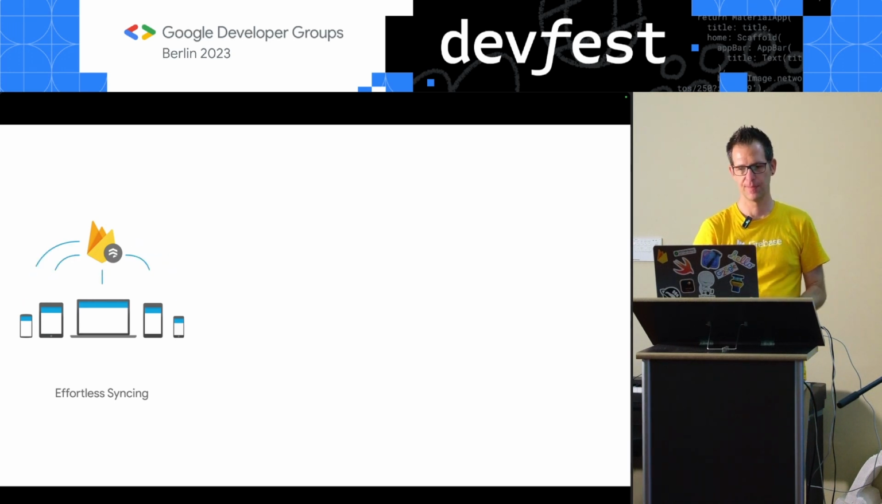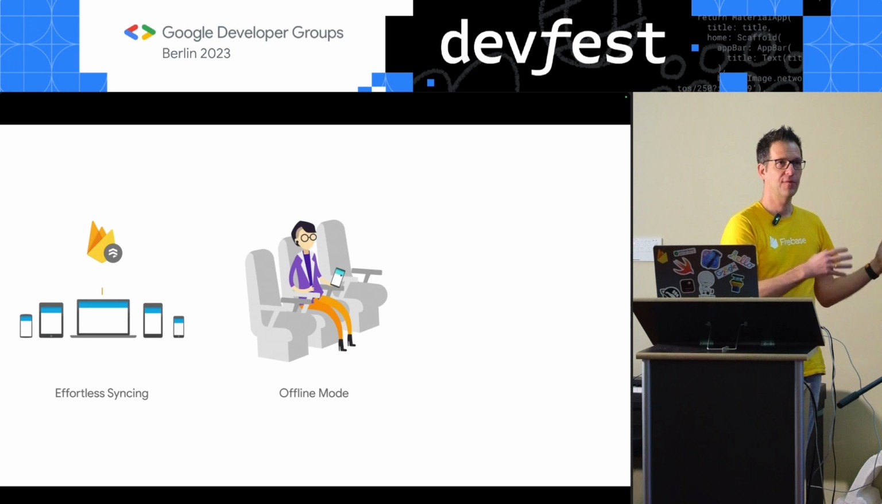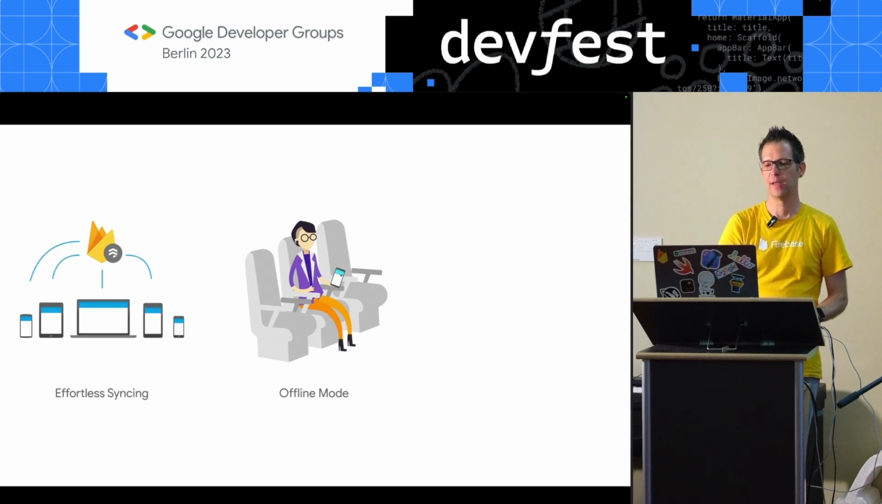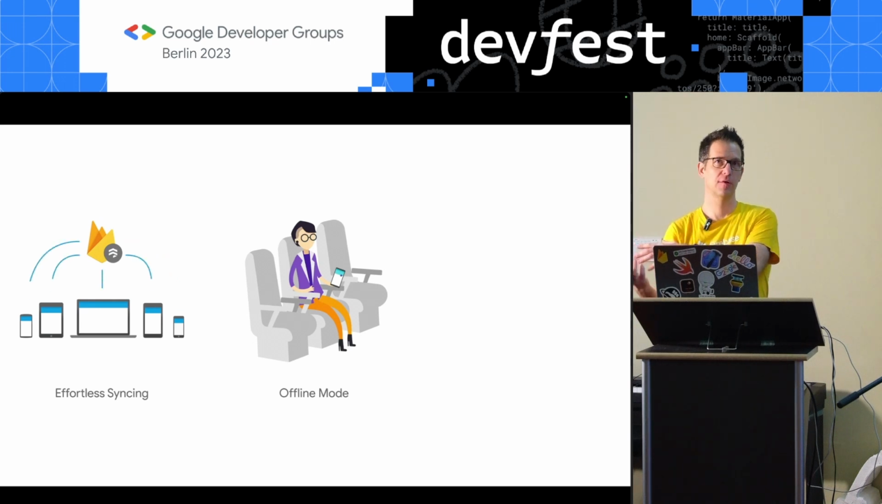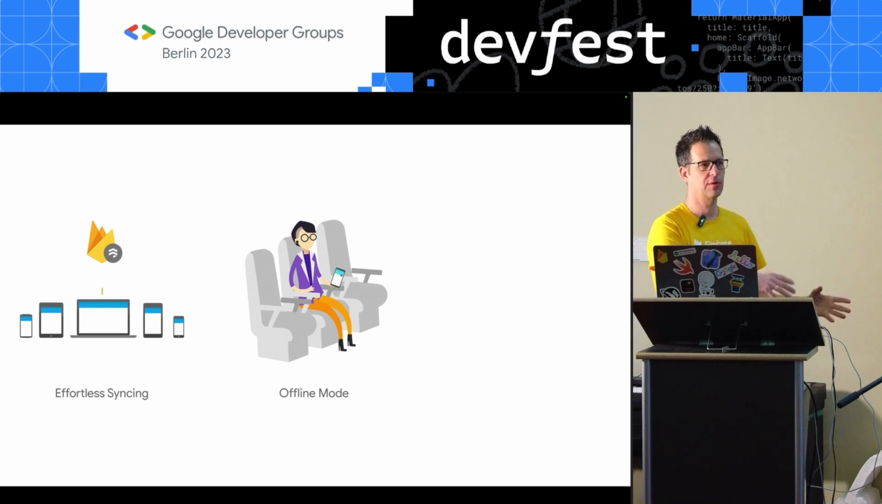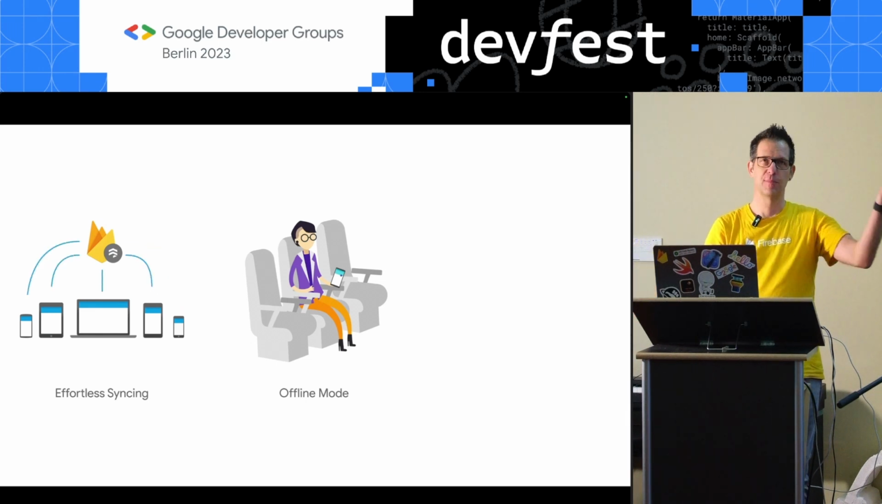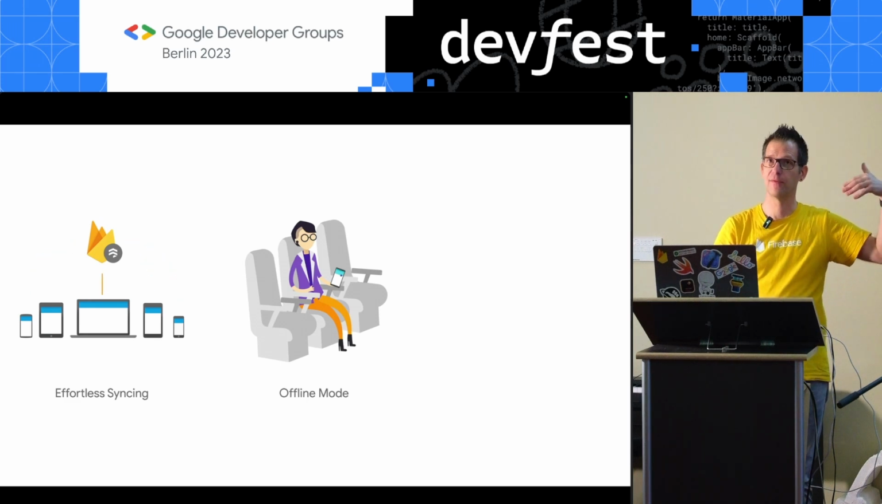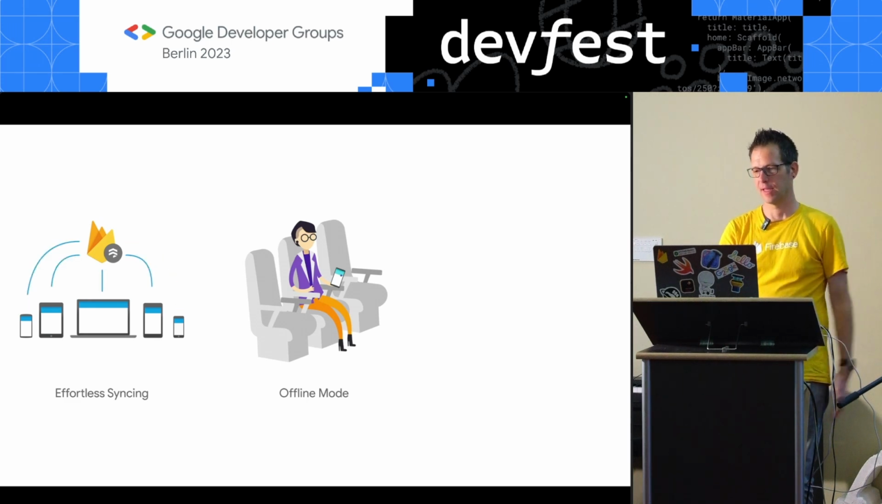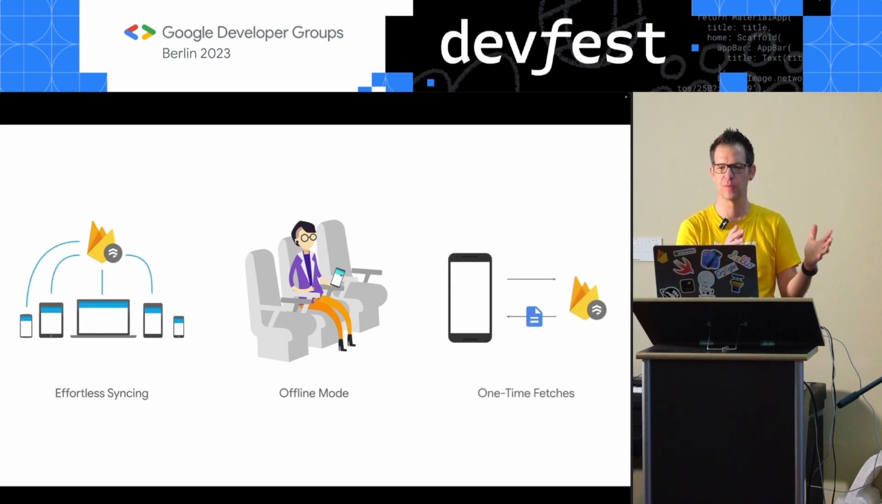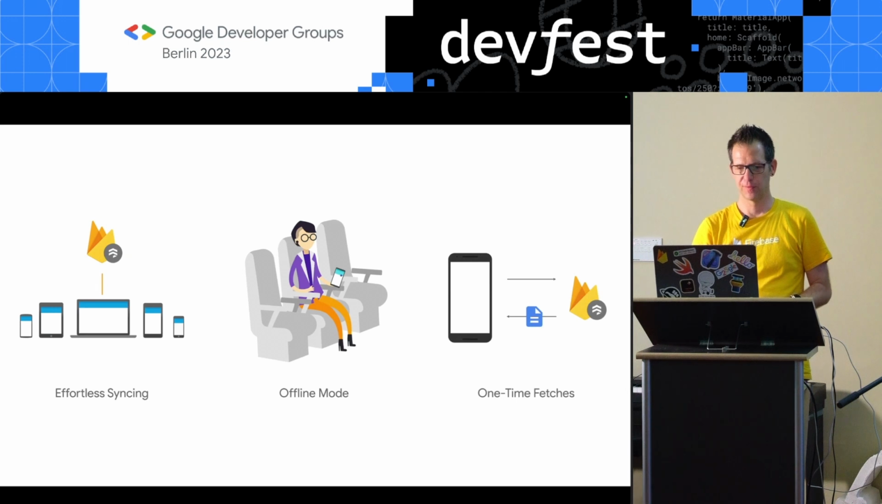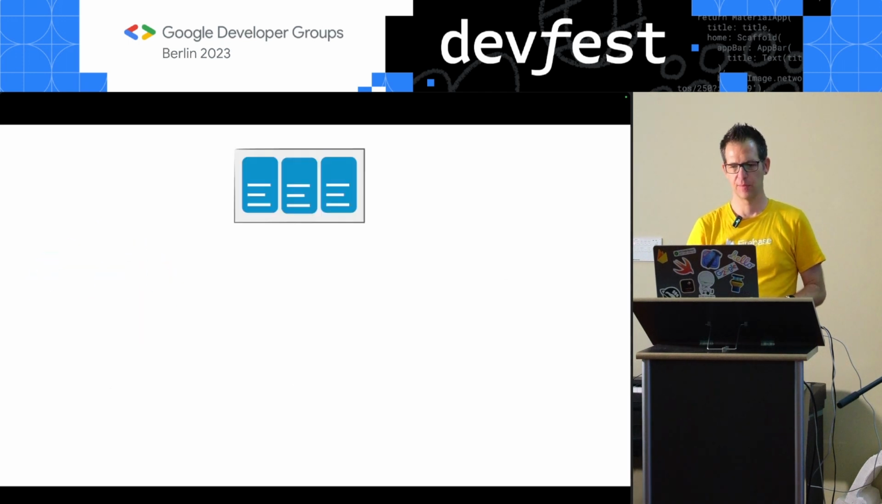It is offline first, and that means when you add something to your Firestore instance and you're not connected to the internet, it will store it locally. Once you get online again, it will upload the change into Firestore. Same if somebody has made a change in Firestore, when you come online again, you will get that change. If you don't want to do real-time sync, you can do one-time fetches as well. That's useful if you have bigger chunks of data that you want to download.